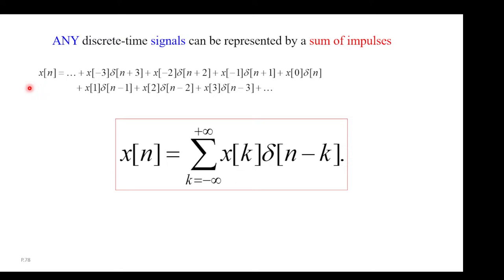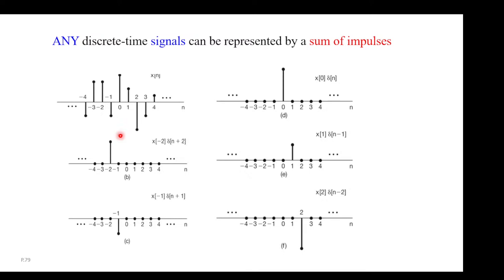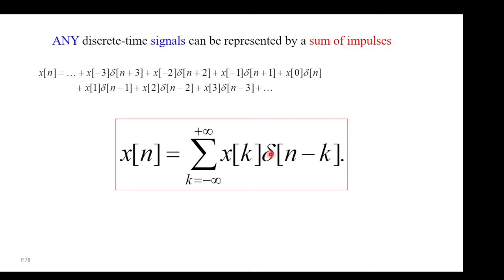More algebraically, x of n is the summation over k from minus infinity to plus infinity of x of k times delta of n minus k. Delta of n minus k is the spike at n equal to k, and x of k is the height of x of n at k. So we have k equal to minus 2, minus 1, 0, 1, 2, etc. Summing from minus infinity to infinity, your x of n is this linear combination of impulses. Any question? This is just about signals: any discrete time signal can be written as a linear combination of unit impulses.